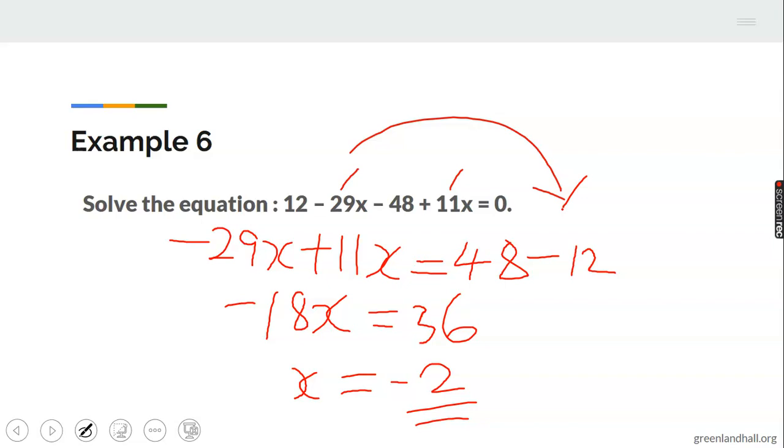Okay, now pick your pen and paper. Transfer this 29x, minus 29x and 11x to this other side. Then leave 12 minus 48 on this other hand and solve it and see. Maybe you will not get the same answer. You will. You definitely do.